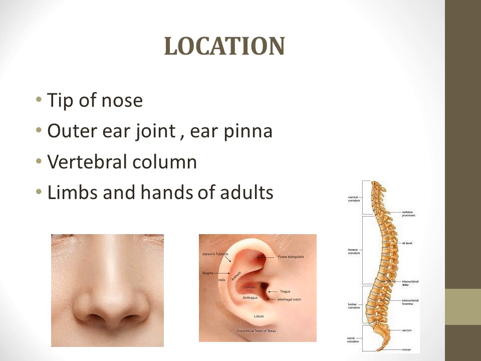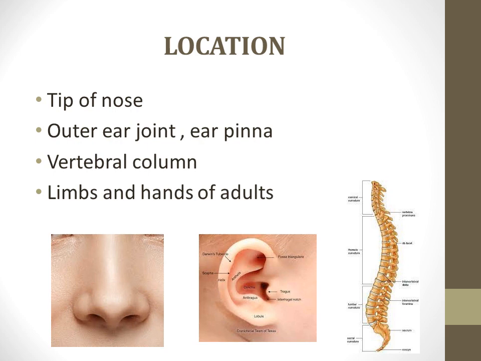Then the outer ear joint, where the outer ear is joined with the head region, has cartilaginous tissue. Then the ear pinna. Ear pinna means the outer ear which projects outside. Thus the ear pinna is also cartilage tissue. There are no bones, right? Then the vertebral column. Between each vertebra, between each bone of this vertebral column, there is cartilage tissue. That's why we can bend. It will be flexible. And it is present in the limbs and hands of adults also.